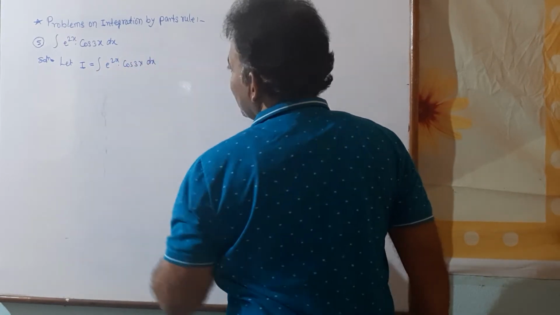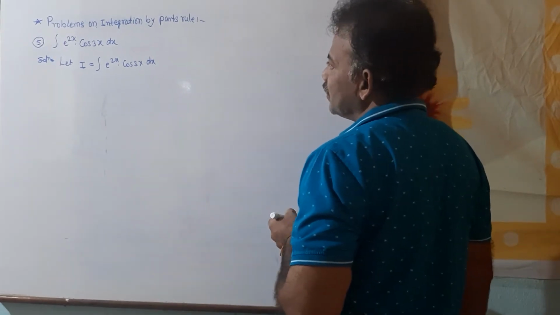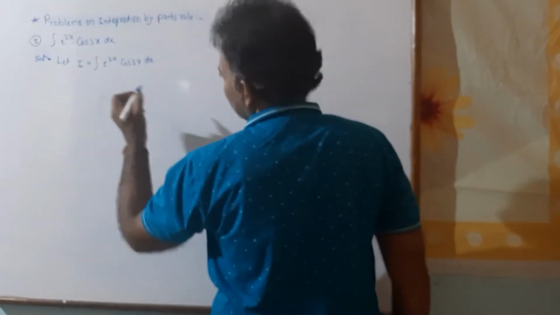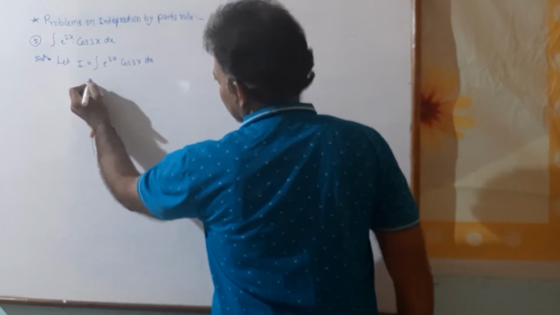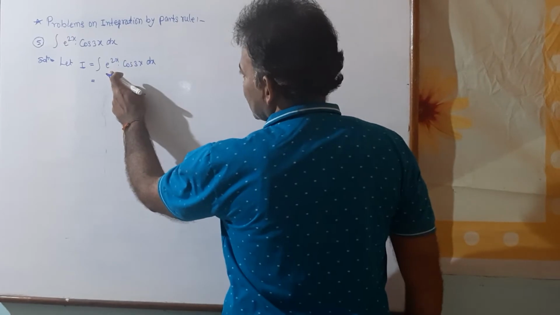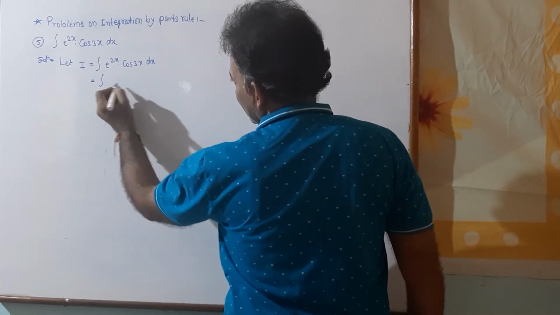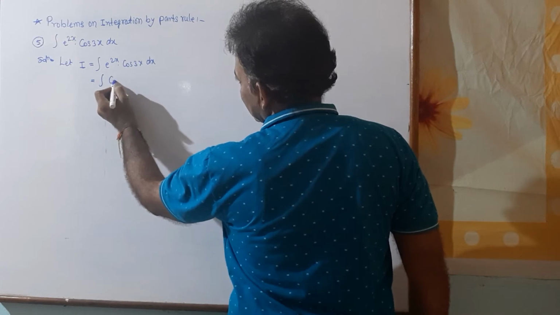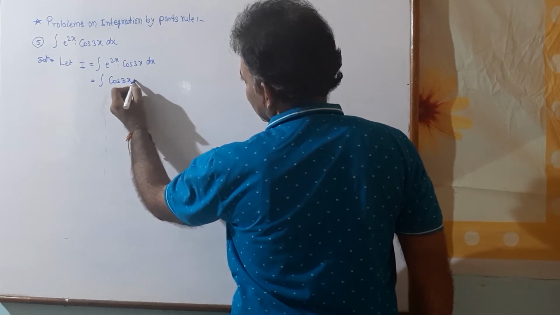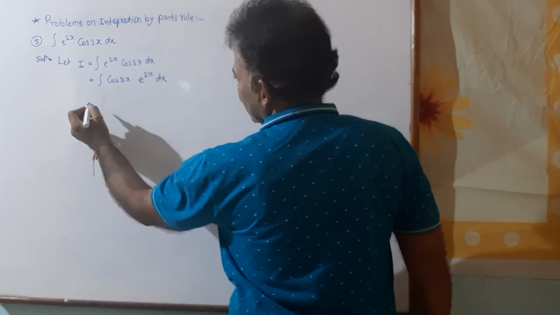Note that whenever the integrand is the product of a trigonometric function and an exponential function, we write I equal to the given problem. Then we check the order by using the LIAT rule. Here e to the power 2x is the exponential function, cos 3x is the trigonometric function. So by that rule, the trigonometric function must be first, cos 3x, and the second function e to the power 2x dx. And then apply the integration by parts rule.